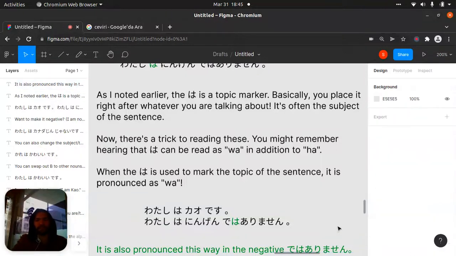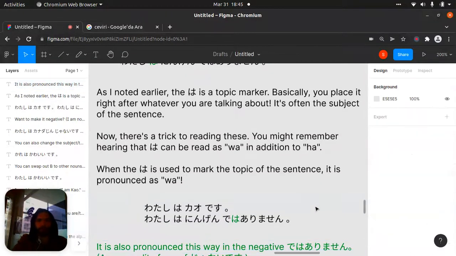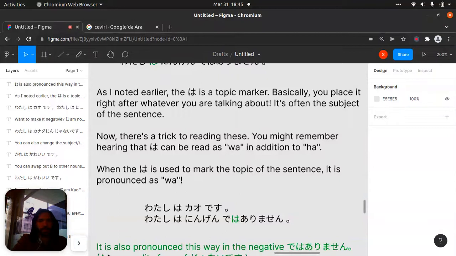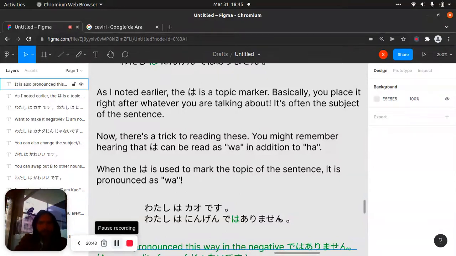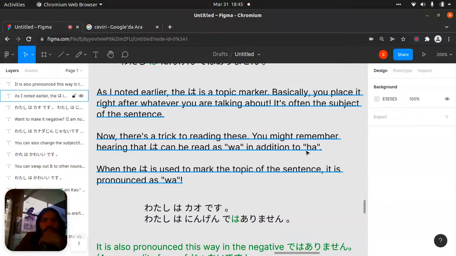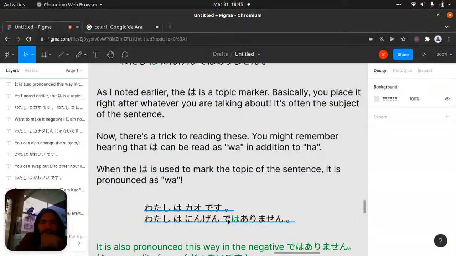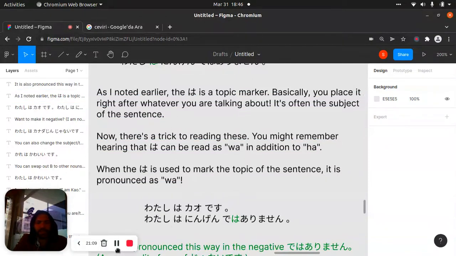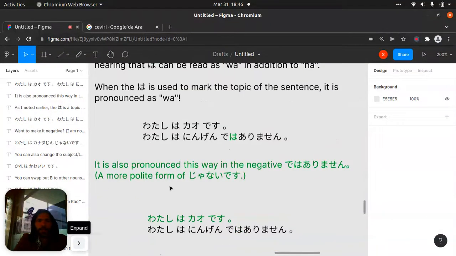Let's check it. This is a little crazy point. Yeah, I'm just talking about this point. So the wa in addition to ha, I told you how the ha normally goes, but at that point, the wa is here. When the ha is used to mark the topic of the sentence, it is pronounced as wa. Let's check it.